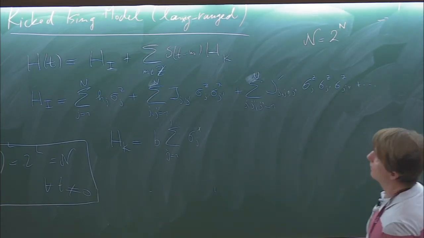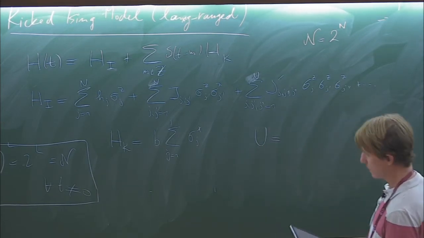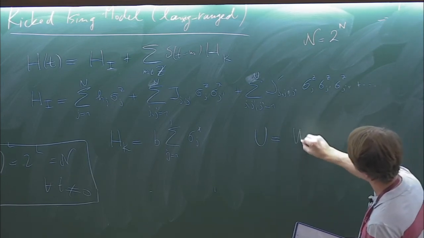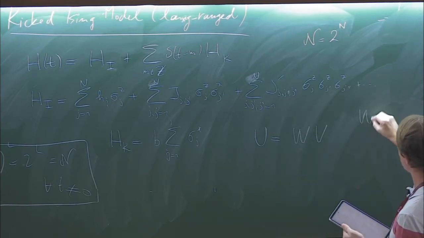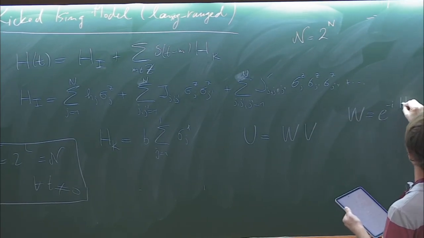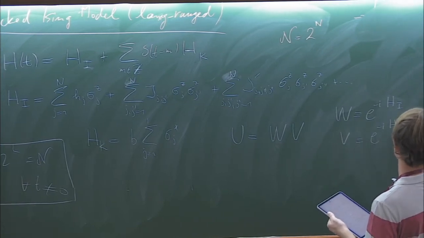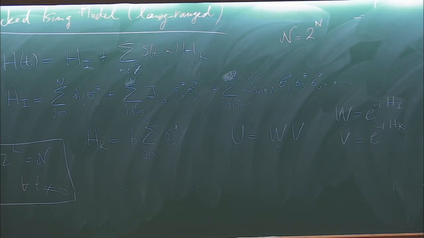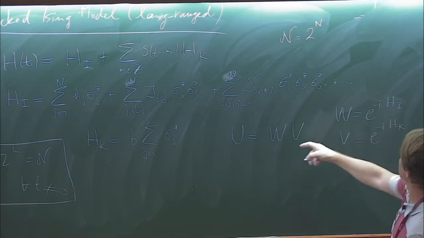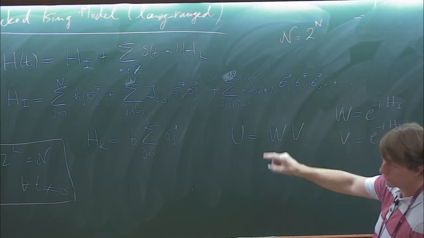Now, writing a Floquet operator, the one time step evolution operator, is just a product of two terms, which I will denote WV, where W is e to the minus i H Ising, and V is e to the minus i H kick. It depends where you define the reference time, just after or just before the kick. Here we define it just before the kick, so we start with V, which is the kick, then we do the free Ising evolution, and so on.